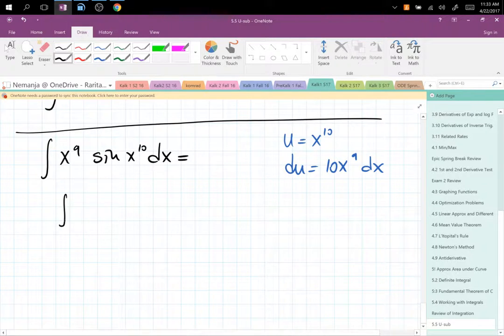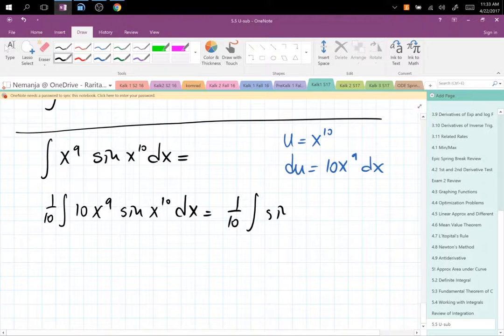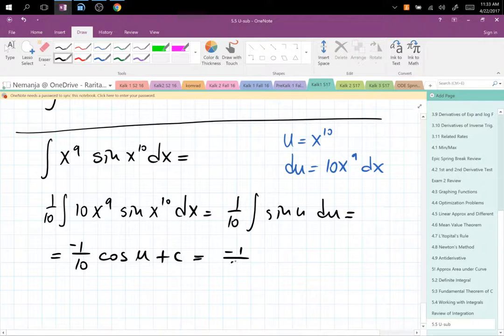Integral of x to the 9 sine of x to the 10 dx. I need a 10, so 1 over 10 in front. It is 1 over 10 integral sine u du, which is 1 over 10 negative cosine u plus c, which is negative 1 over 10 cosine of x to the 10 plus c.